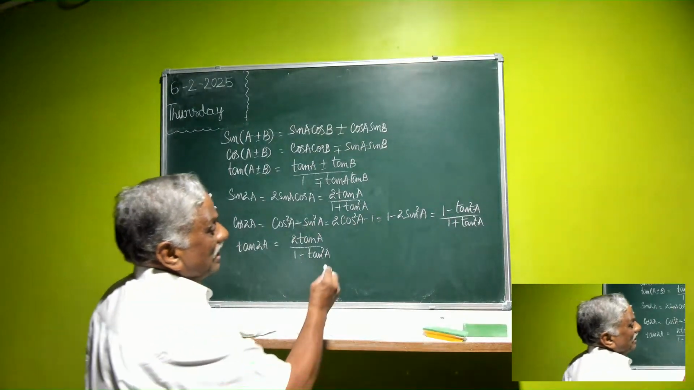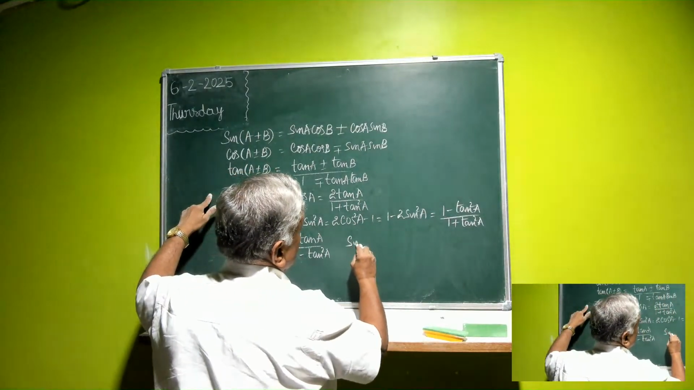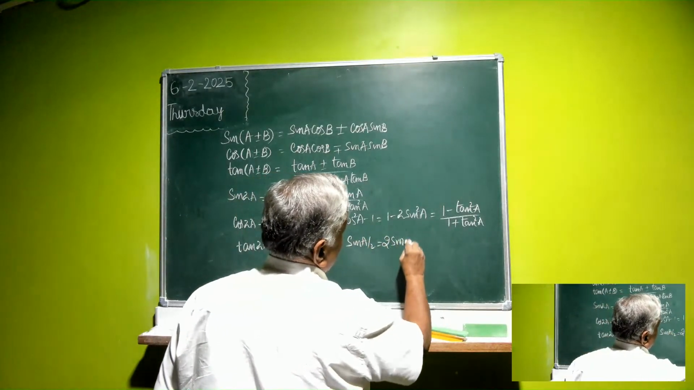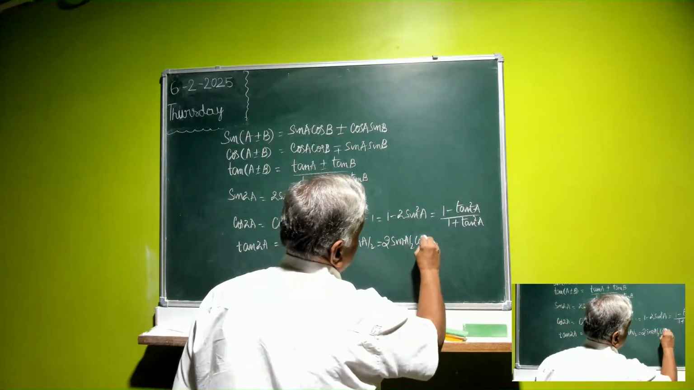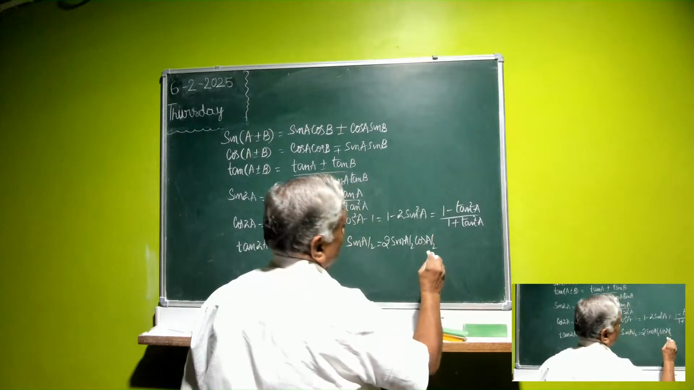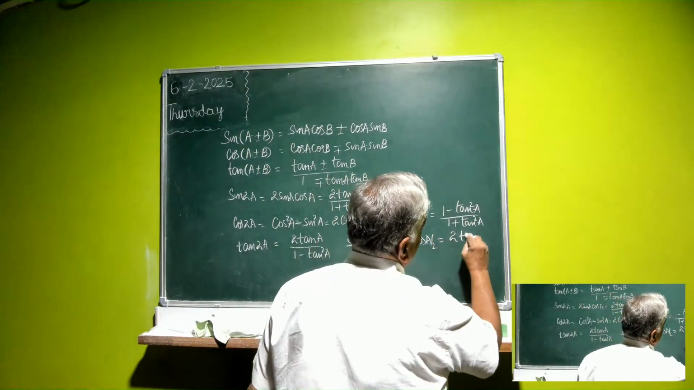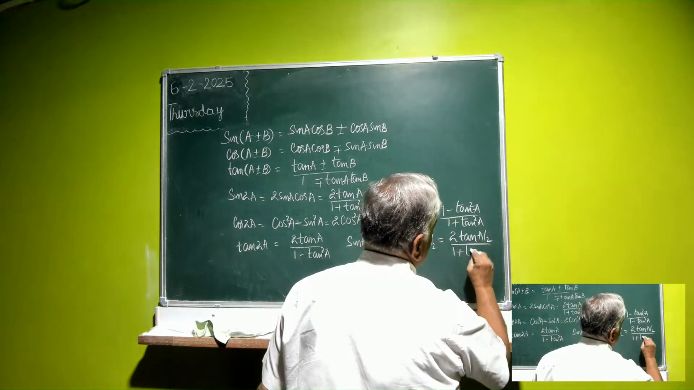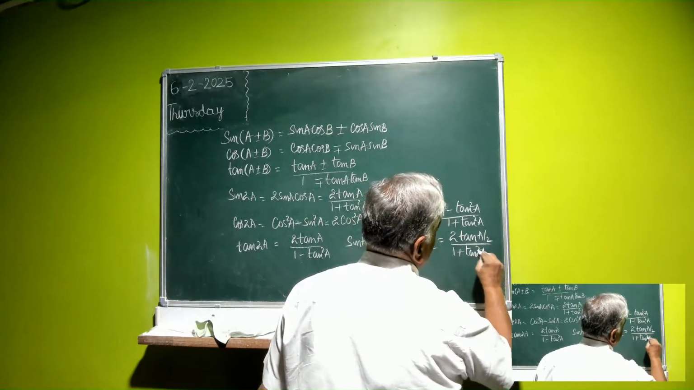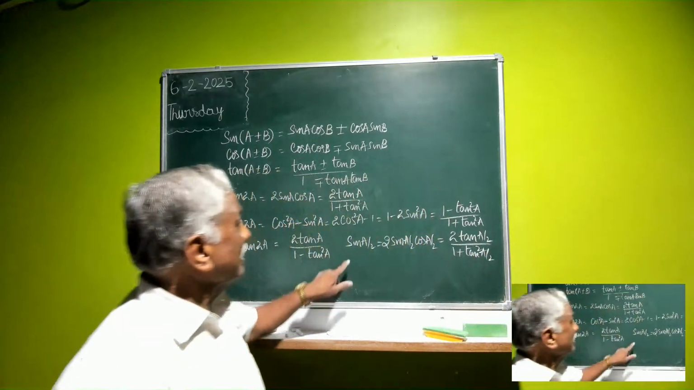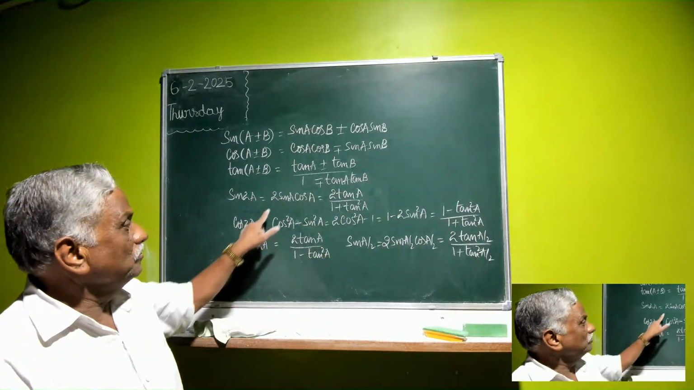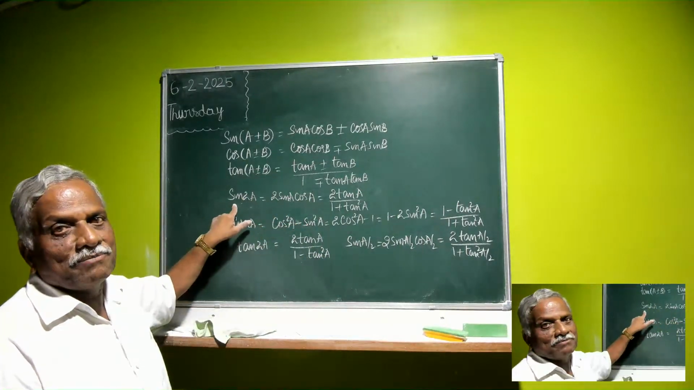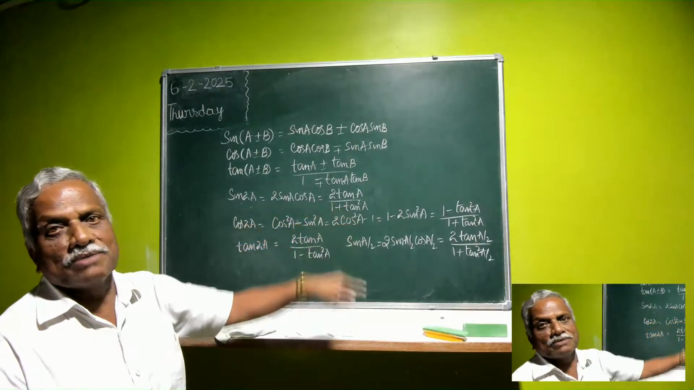Now, the half angle formula: sin A by 2 is equal to 2 sin A by 2 cos A by 2, which is 2 tan A by 2 over 1 plus tan square A by 2. I am just writing this for sin A by 2. What we have done is divided 2A by A, so it becomes A, and all this becomes A by 2.